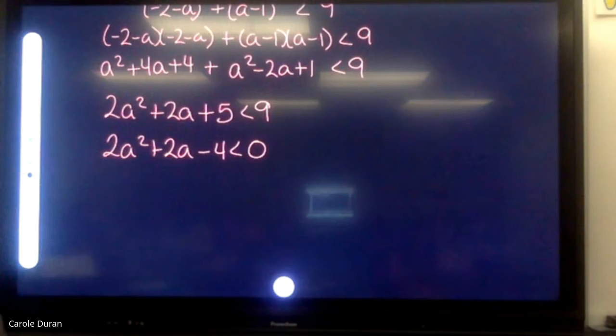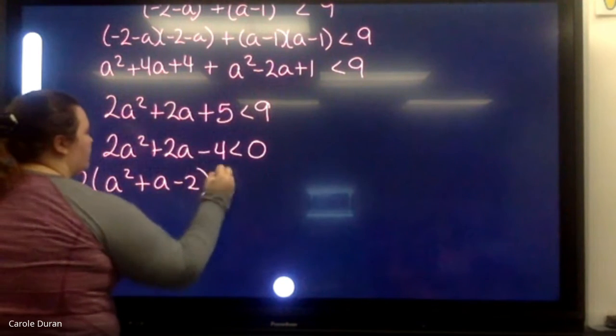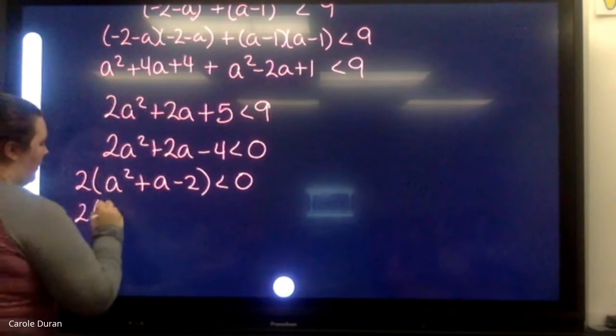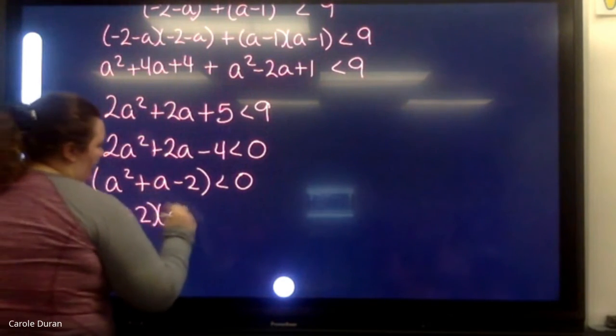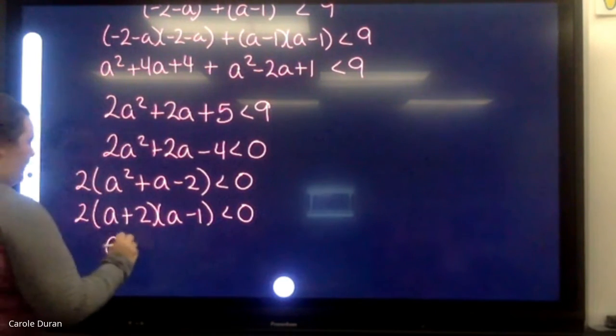And then I can either quadratic formula this or I can factor it. It's entirely your choice. Let's factor it as a practice. What can I take out of all three of those terms? 2. So when I take it out, I'm left with a squared plus a minus 2. Do I know two numbers that multiply together to get negative 2 but add to get 1? 2 and negative 1, right? So then this becomes a plus 2, a minus 1. I set each of those equal to 0, and I get a equals negative 2.